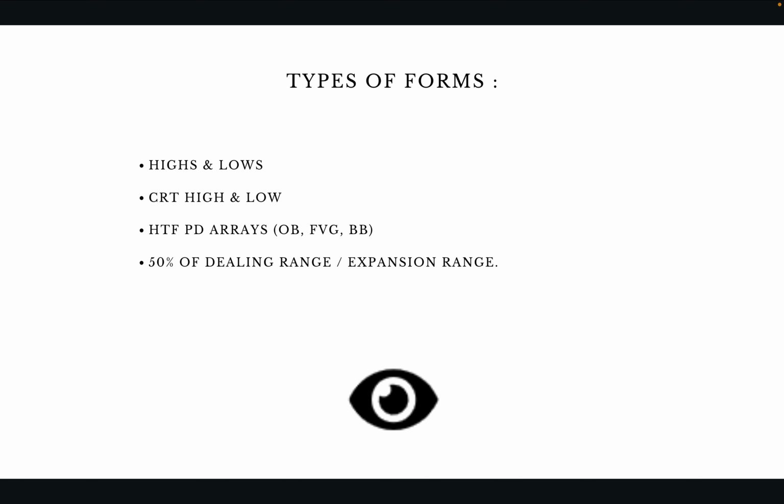Now, the types of forms. So we got highs and lows, CRT high and low, higher time frame PD arrays, so order block, fair value gap, breaker blocks, rejection blocks, all right, and the 50% of a dealing range or an expansion range. Yes, for me, this is a drawn liquidity, all right?